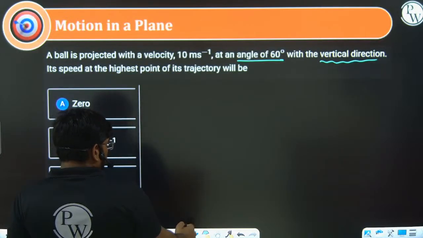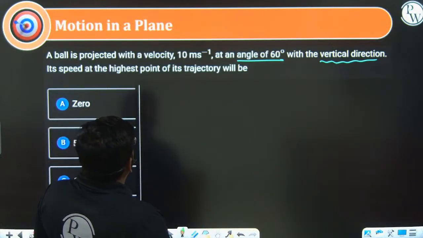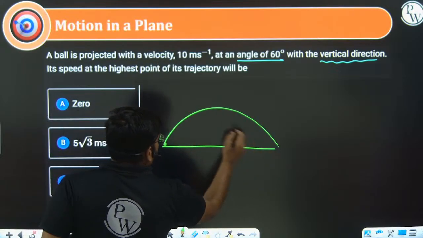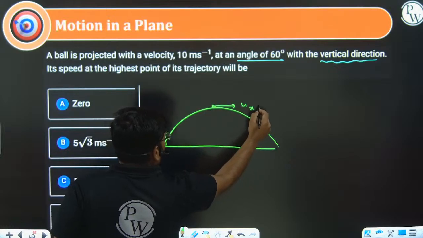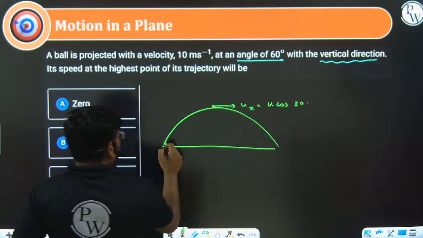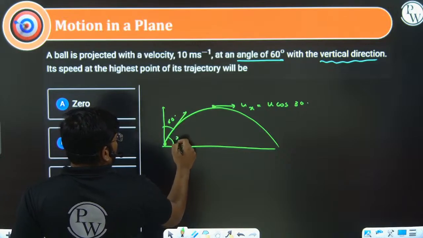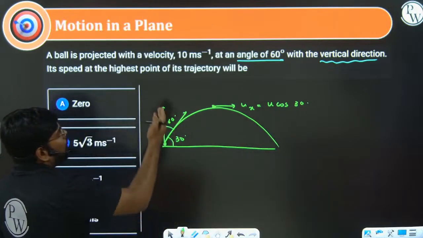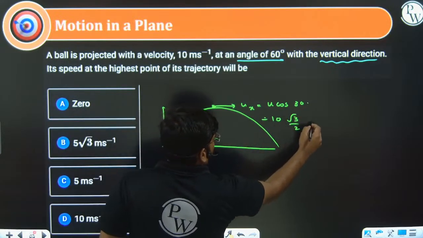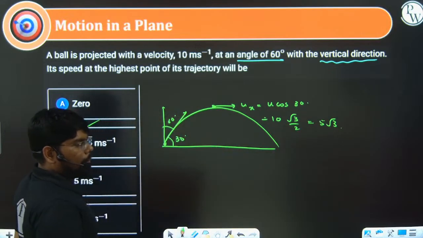So that's where speed with accuracy matters. What do you have here? We want to find the speed at the highest point. When the particle reaches the highest point, only the x component will remain. That is u cos 30 we should write, isn't it? Because this angle is given as 60, automatically this angle becomes 30. So the x component is u cos 30. So 10 cos 30, which is 5 root 3. So 5 root 3 meter per second it will be coming out.